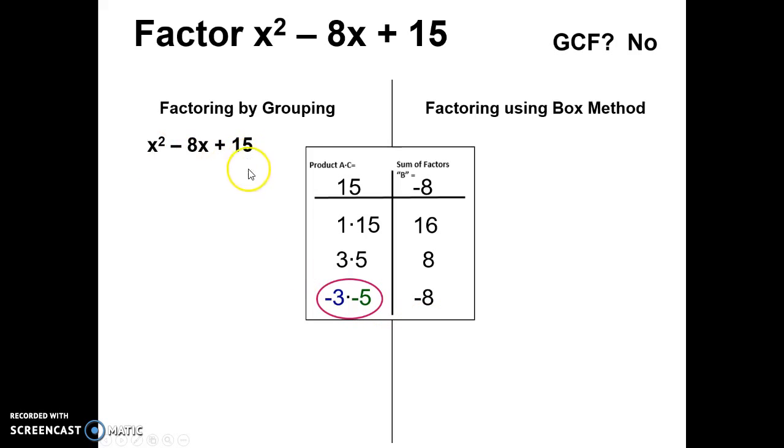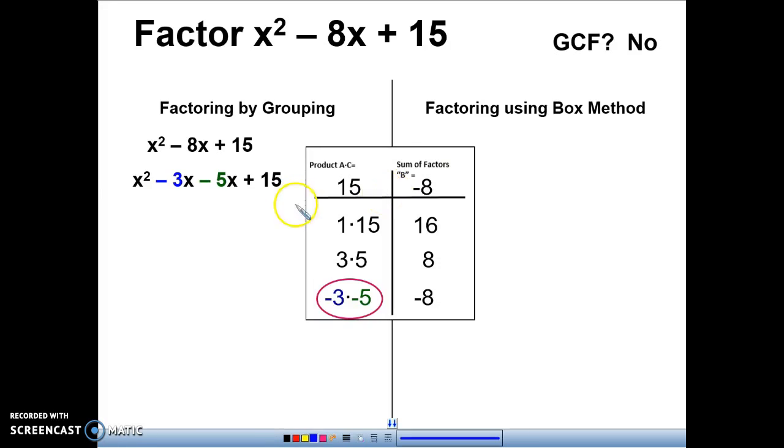I keep the x squared, I keep the 15, but I rename -8x as -3x plus -5x, and that would probably be the better way to write it, because you don't want to put a set of parentheses in between that negative and that 5. If you do, you're not going to get a common binomial factor. So minus 3x, it might have been better to have said plus a -5x plus 15. Now when you wrap your parentheses around here, everything's going to work out.